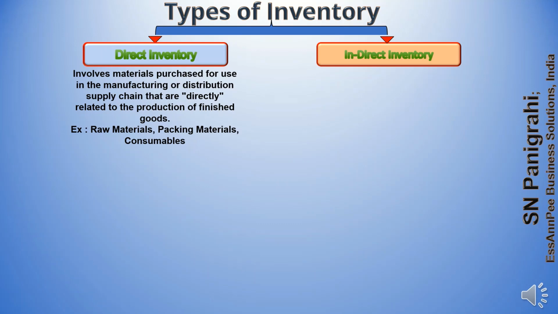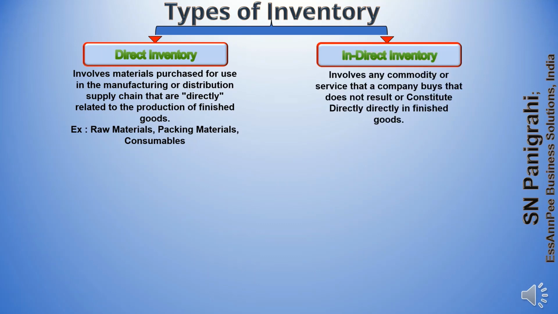Direct inventory involves materials purchased for use in the manufacturing or distribution supply chain that are directly related to the production of finished goods. Examples: raw materials, packing materials, consumables. Indirect inventories include those items which are necessary for manufacturing but do not become component of the finished goods. They normally include petrol, maintenance materials, office materials, grease, oil, lubricants, etc.